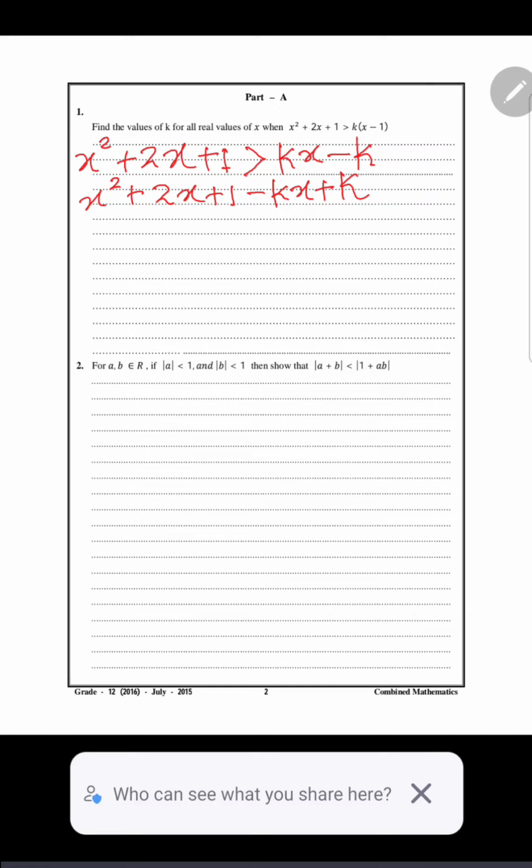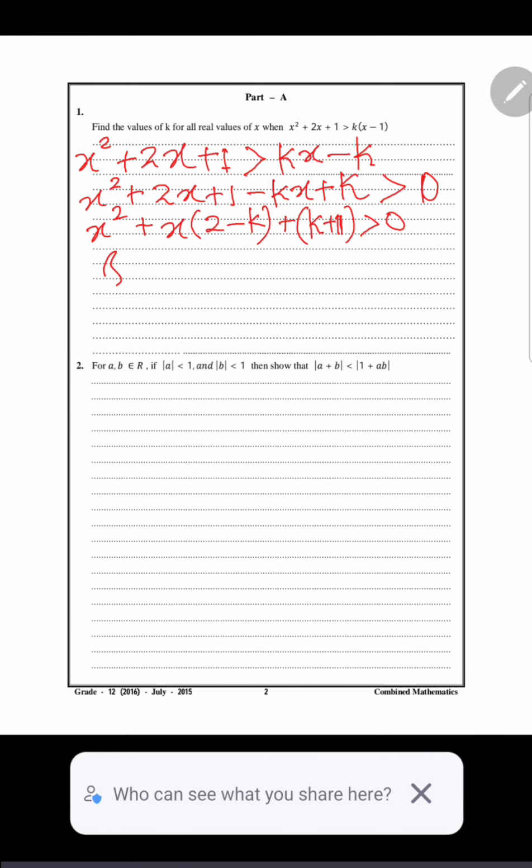Greater than 0, nothing on the right hand side. Now we can rearrange the terms such that we get a quadratic expression. X square, take x terms out, 2 minus k, constant term is k plus 1. Now this is a quadratic expression in the LHS.